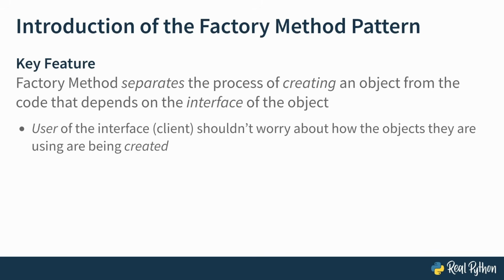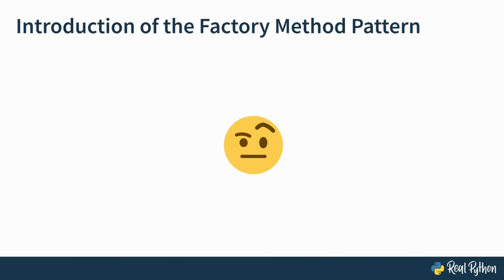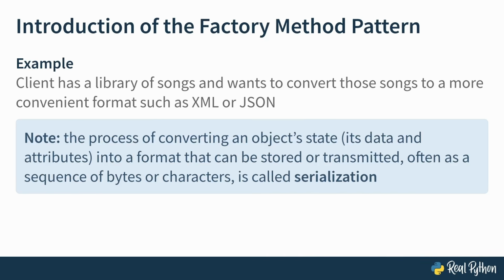In other words, the user of the interface, or the client, shouldn't worry about how the objects they are using are being created. Right. I think we need an example to bring all these abstract concepts together. So, this is our example. We have a client who has a library of songs and wants to convert those songs to a more convenient format, such as XML or JSON.